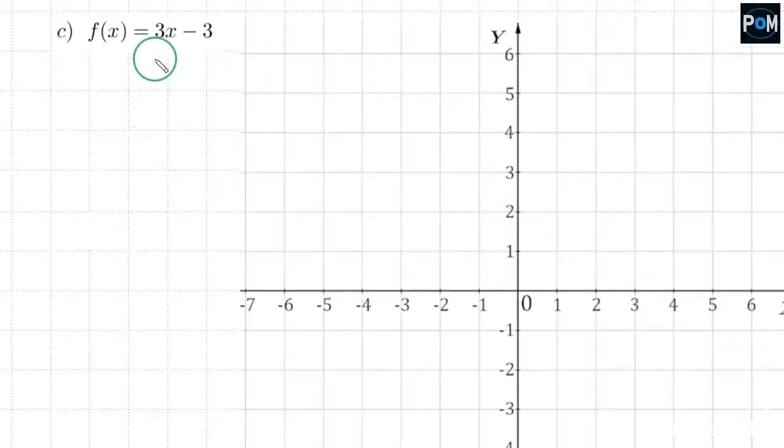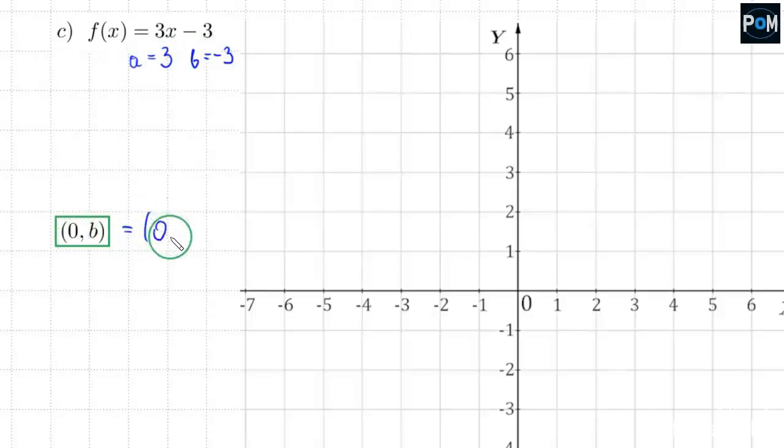In example C, we have a situation where the function f of x is equal to 3x minus 3. And here we see that coefficient b is -3 and coefficient a is 3. Since b is equal to -3, our point 0b will be 0, -3. The point 0, -3 will be located in this spot.